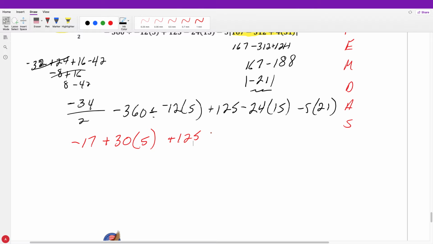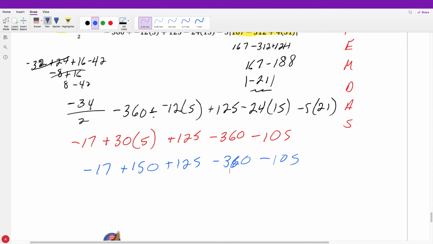And then 24 times 15 is going to give me 360. And negative times a positive is negative, so minus 360. And 5 times 21 is going to give me 105. And negative times positive is negative. All right, and then I still have one more multiplication to do here, so it's going to give me a positive. So it'll be negative 17 plus 150 plus 125 minus 360 minus 105.